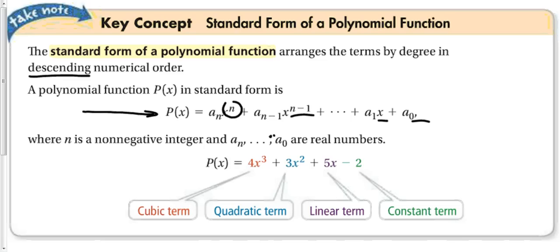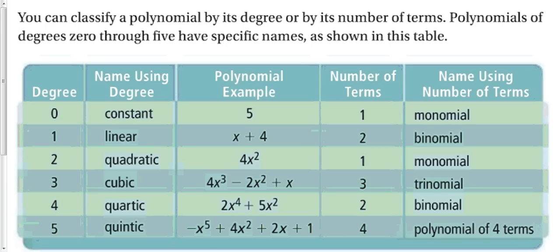So when we look at these, we see that we can name each one of these terms by the degree of that particular term. And we have special names for a bunch of these things. So we can classify a polynomial by its degree or by its number of terms. Polynomials of degree 0 through 5 have specific names, just like in this table. If something has a degree of 0, it's called a constant. If something has a degree of 1, it's called linear. Degree 2 is quadratic. Degree 3 is cubic. Degree 4 is quartic. And degree 5 is quintic.